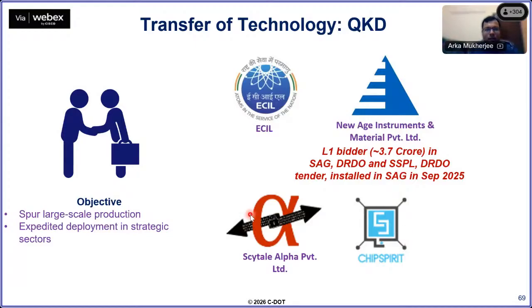Then I talked about the transfer of technology. For small scale deployment, we deploy ourselves, but for large scale commercial orders, we have four transfer of technology partners. One of them is a PSU, Electronics Corporation of India Limited, and there are three private sector companies, including two startups, Skytel Alpha and Chip Spirit.